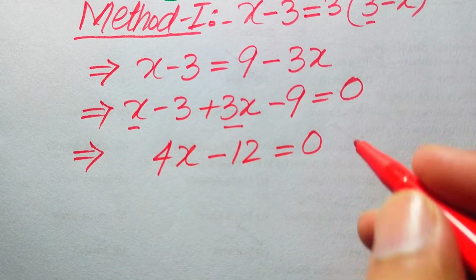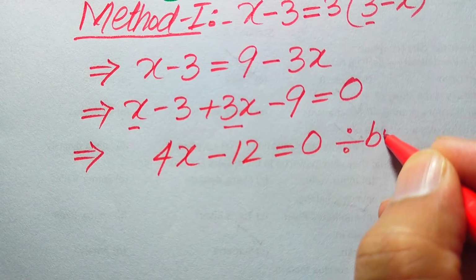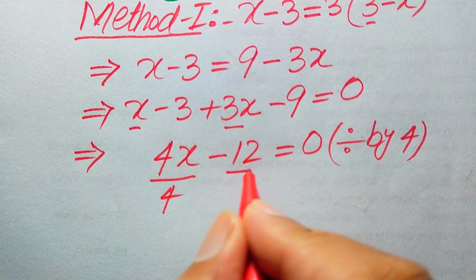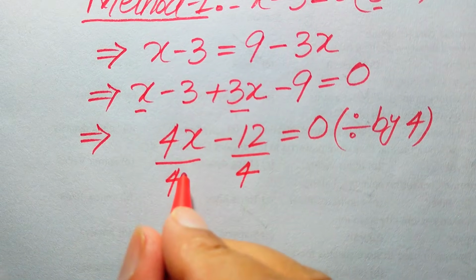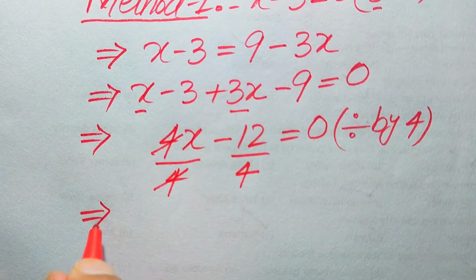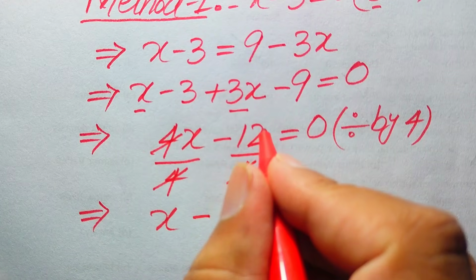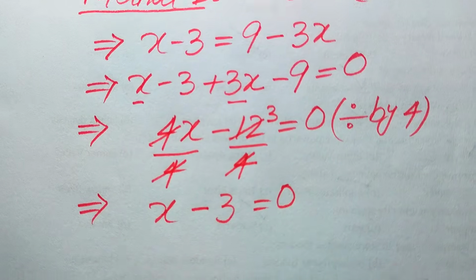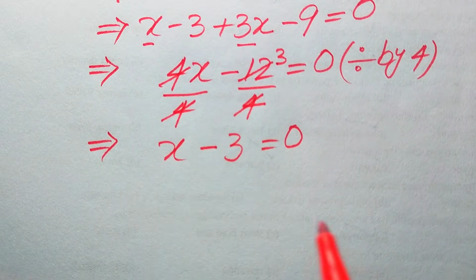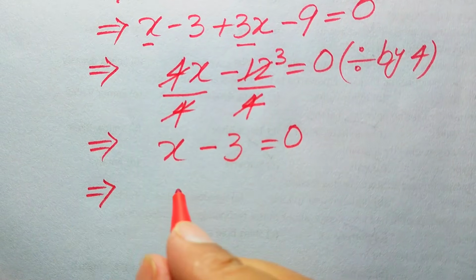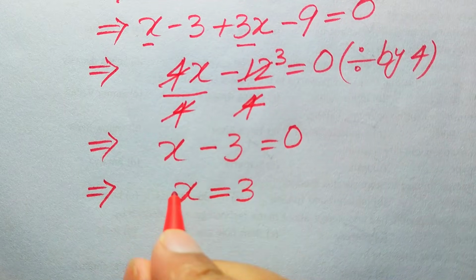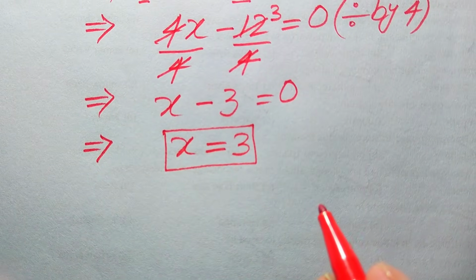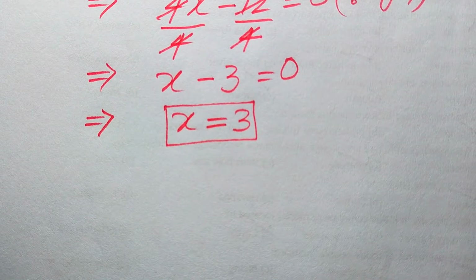For the value of x, we divide both sides by 4 on each of these terms. When we divide each of the values by 4, this 4 and this 4 are gone, and we obtain x minus, 4 ones are 4 and 4 threes are 12, so x − 3 equals 0. Then we move the term −3 to the right hand side, and we get x equals +3. So this is the only value of x which we get in the first method.